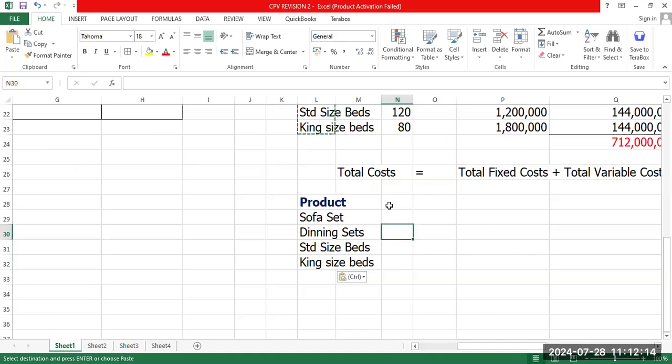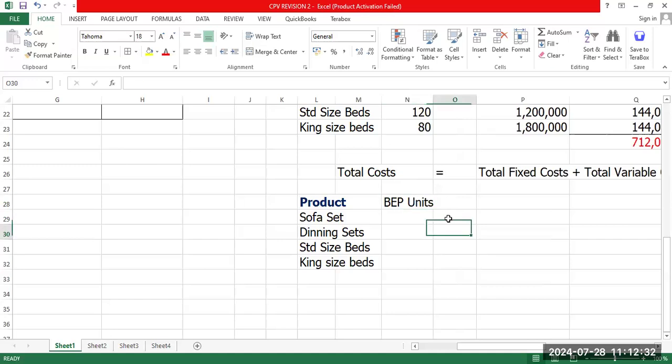What is the unit variable cost? We need the break-even point in units. Remember, we are basing on break-even point in units to get total variable costs. That's why I'm putting here break-even point in units. Then I put here unit variable costs.